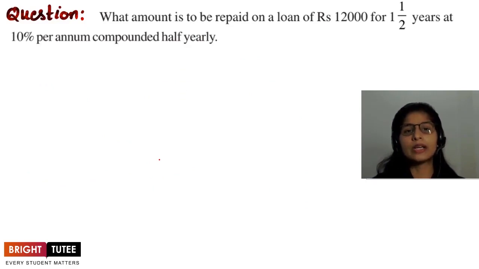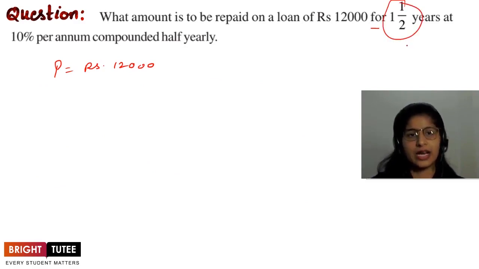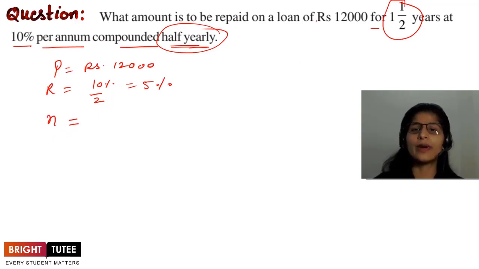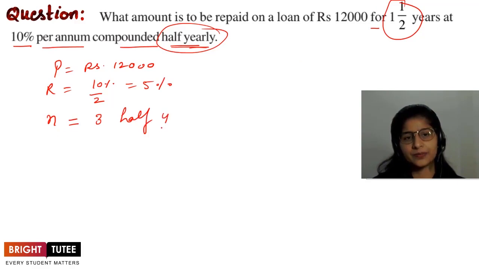It says, what amount is to be repaid on a loan of rupees 12,000? So what is the principal? It is rupees 12,000 for 1.5 years, at 10% per annum, compounded half yearly. As it is written half yearly, rate will become 10% upon 2, that is 5%, the rate will become half. Time period n: how many half years do we have in 1.5 years? We have 3 half years, right?